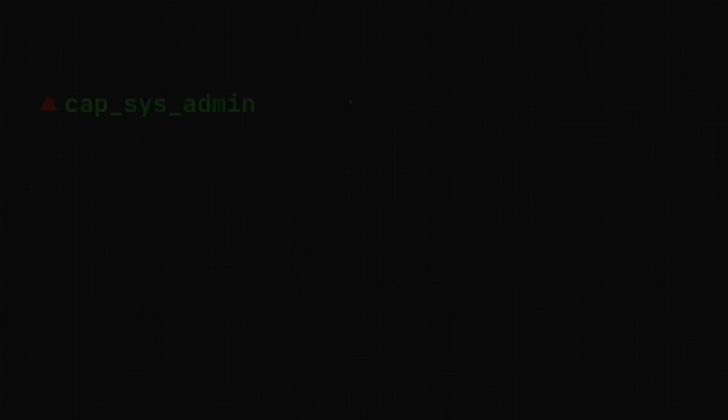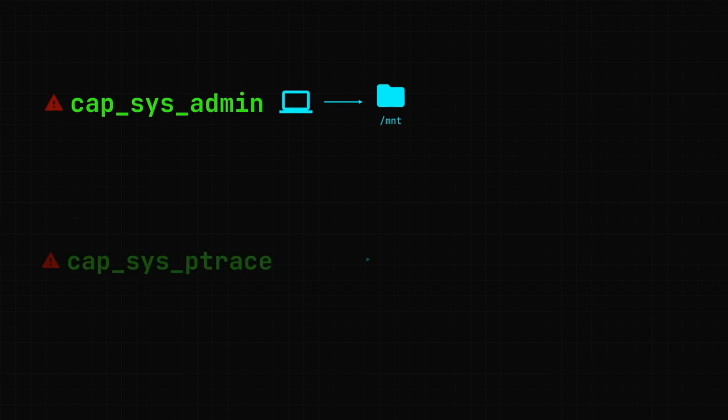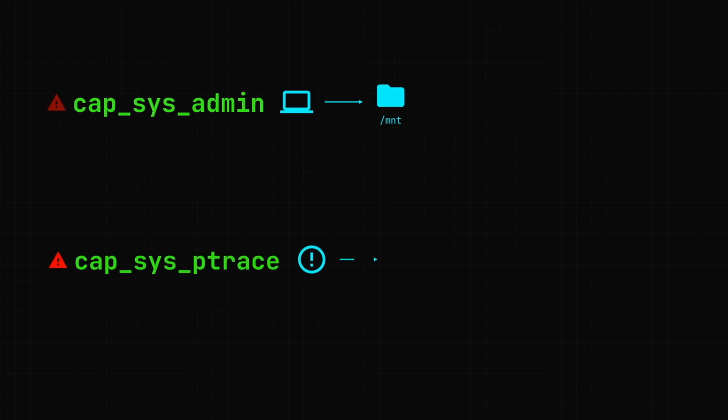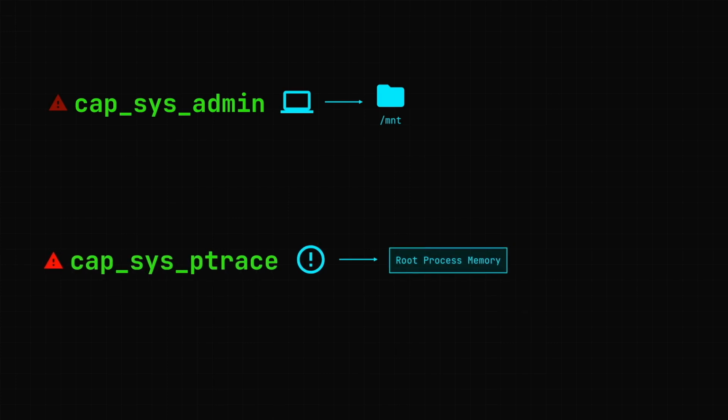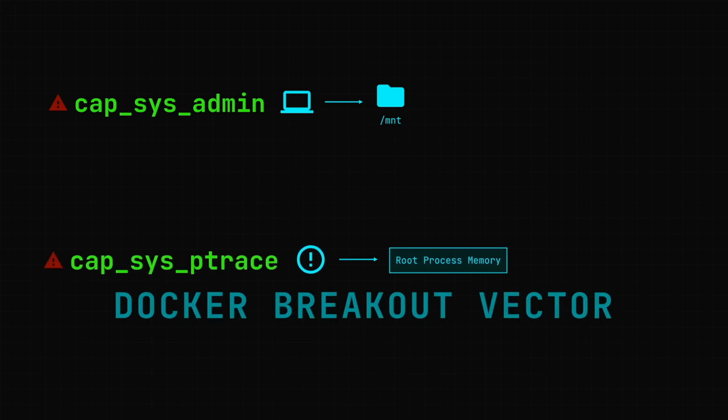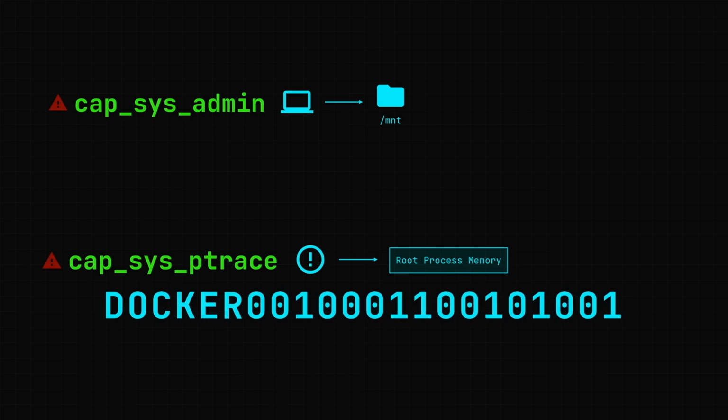The most powerful capability is CAP_SYS_ADMIN. It is effectively near root, allowing you to mount devices or manipulate kernel features. In Docker environments, this is a primary breakout vector, as you can mount the host disk and chroot into it. CAP_SYS_PTRACE is equally dangerous. It allows you to attach to and trace other processes. By injecting shellcode into a running root service, you can obtain a shell without ever touching the disk. Always assume CAP_SYS_MODULE leads to full host compromise, as it allows loading malicious kernel modules.